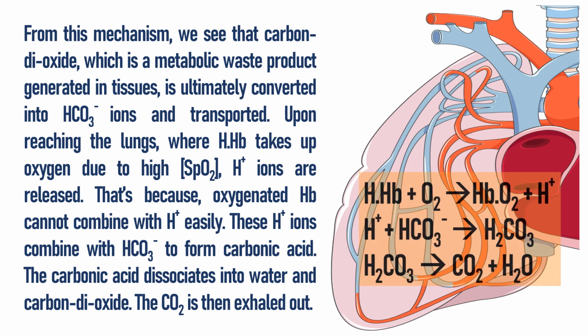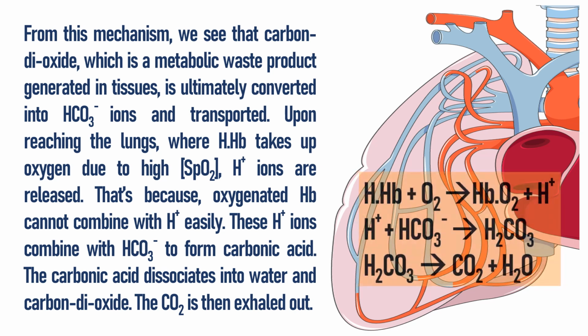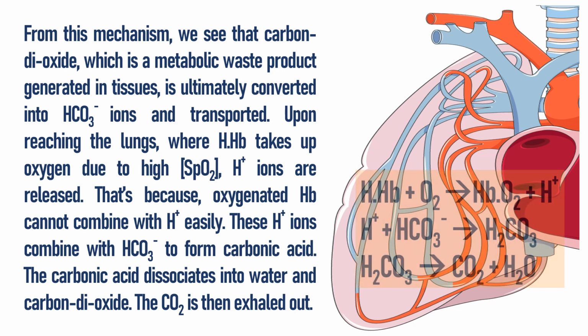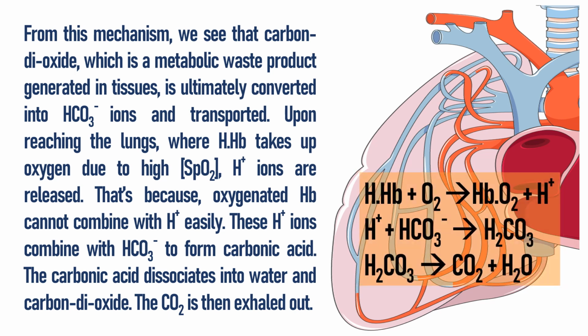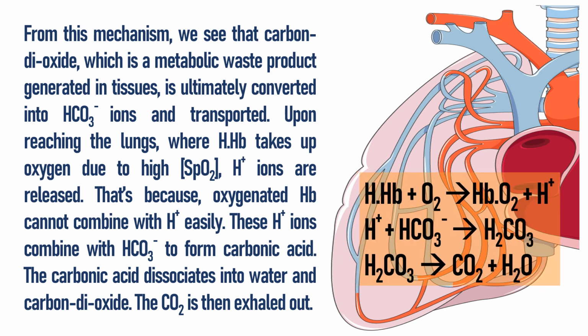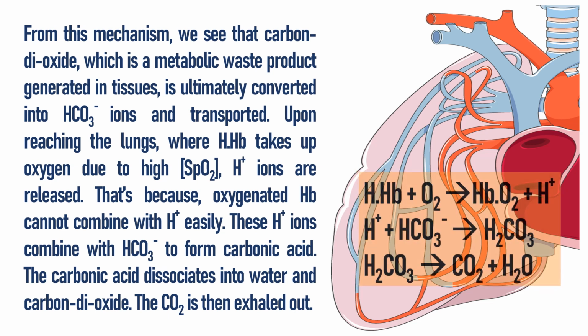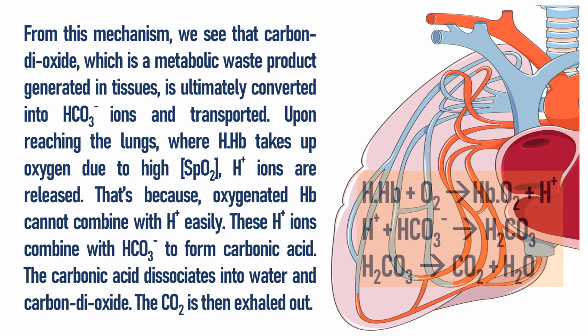Upon reaching the lungs, where HHb takes up oxygen due to high partial pressure of oxygen, hydrogen ions are released. That's because oxygenated hemoglobin cannot combine with hydrogen ions easily. These hydrogen ions then combine with bicarbonate to form carbonic acid. The carbonic acid dissociates into water and carbon dioxide. The carbon dioxide is then exhaled out. This basically explains the opposite processes that occur in tissues and in lungs sequentially.